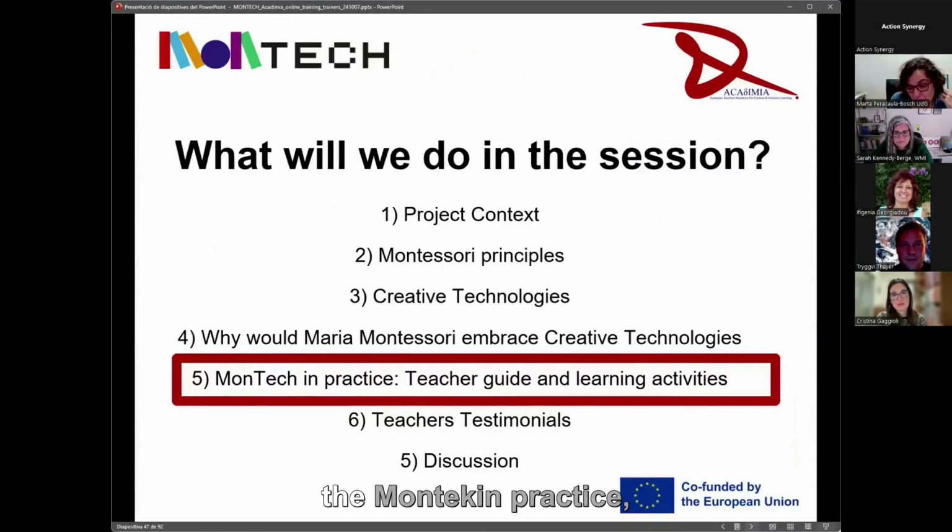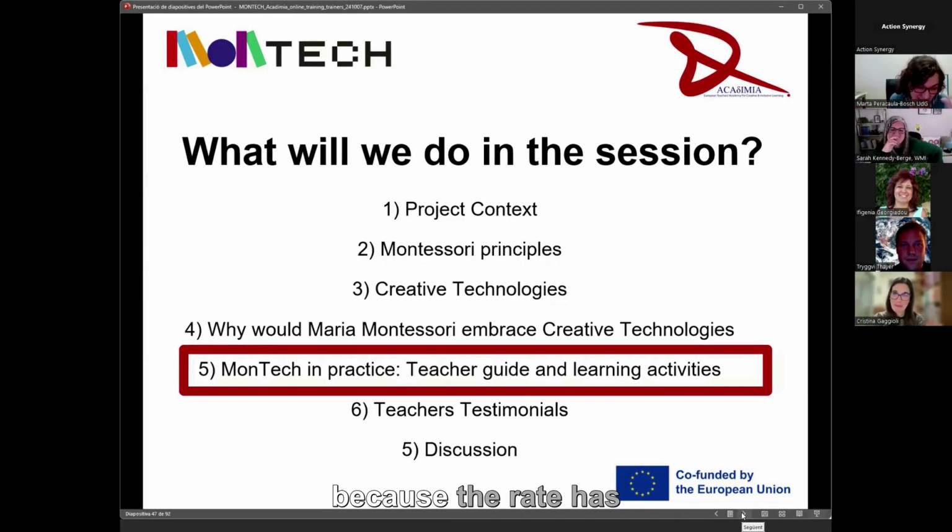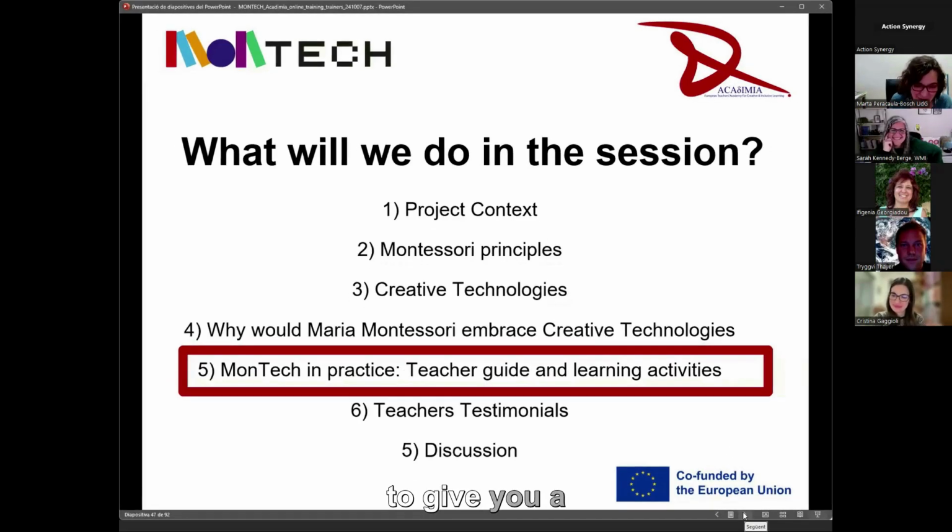So the Montec in practice: we've created in the project a teacher guide, which is what we are going to work with in annual learning activities. We are going to see mainly some of them, because the guide has many. We won't have all the time in the world, but we will try to give you a background on all this.